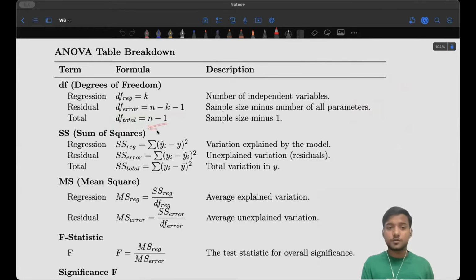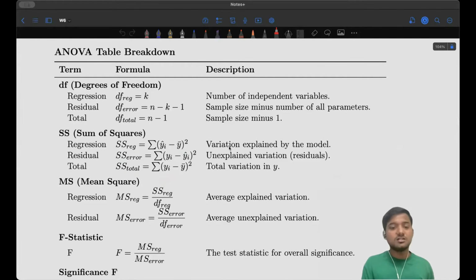Now sum of squares. What is the sum of squares for regression? It is y predicted minus y bar, whole squared, summed over all the data points. Similarly, for residual, it is the actual y minus the y predicted, whole squared. And the total sum of squares is yi minus y bar, so basically actual y minus the mean y, squared and added over all the data points. So this is what you have.